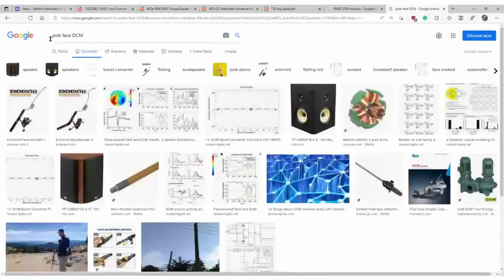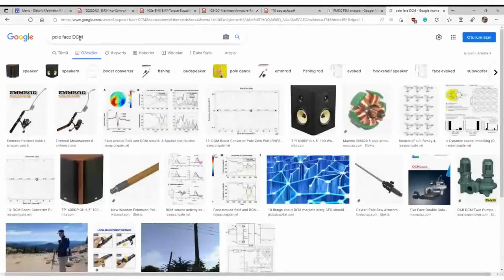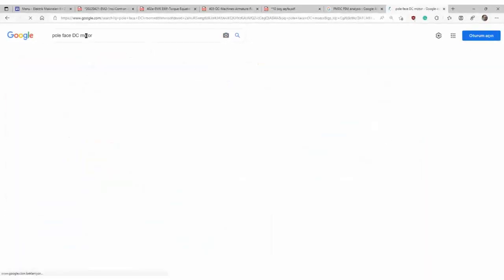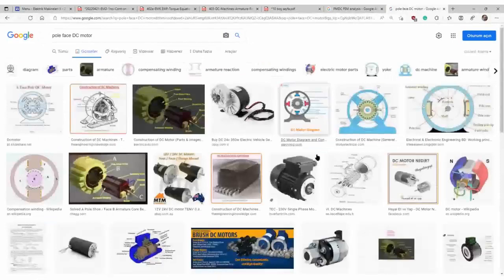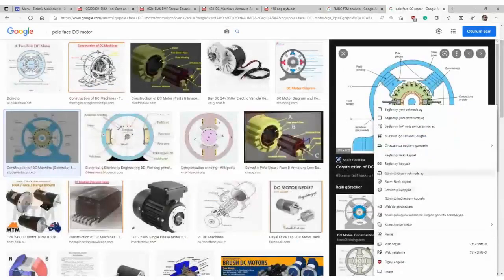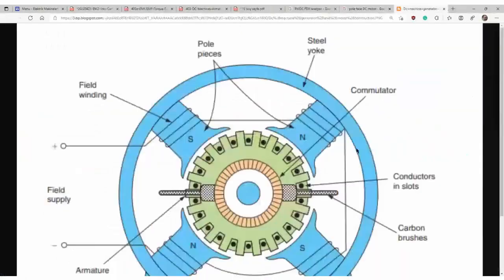Pole face, DC motor. Here you see a special pole face. Let me show you. Here's a special pole face. Under the pole face, the B flux density is almost constant.